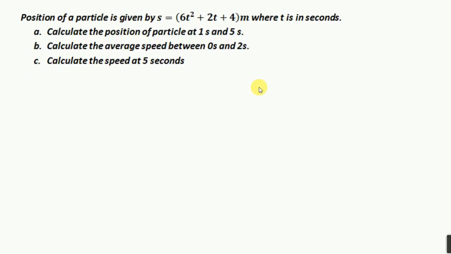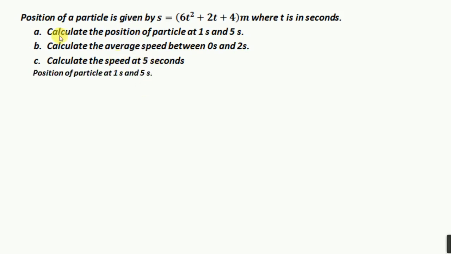So now let's solve one question. The position of a particle is given by s is equal to 6t square plus 2t plus 4 meter, where t is in seconds. So here it is saying that the displacement depends on time. So at different times we'll have different displacement or position. We have to calculate the position of the particle at 1 second and 5 seconds. We have to calculate the average speed between 0 second and 2 seconds, and we have to calculate the speed. When I say only speed, that is instantaneous speed at 5 seconds. So what is the speed of the object when the time is 5 seconds?